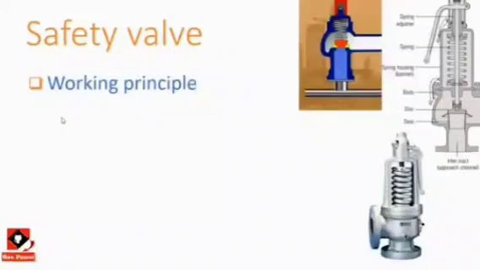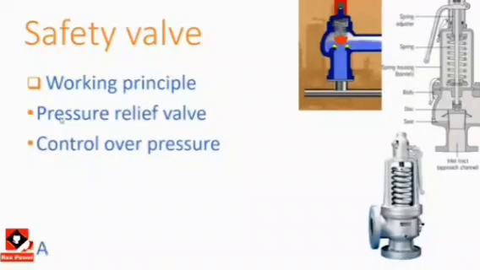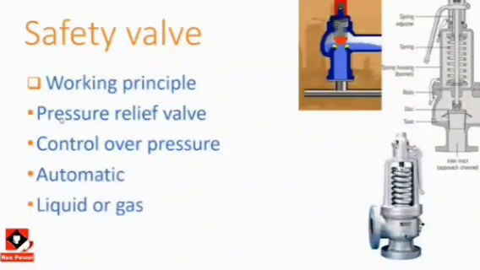Working principle of safety valve. Allowable pressure is balanced by a spring, and overpressure conditions in the system are controlled by releasing the flowing fluid out of the system as shown here. Also known as pressure relief valve. When the pressure increases, it works automatically to ensure safety. They can be used for both liquids and gases and are commonly seen in steam lines.